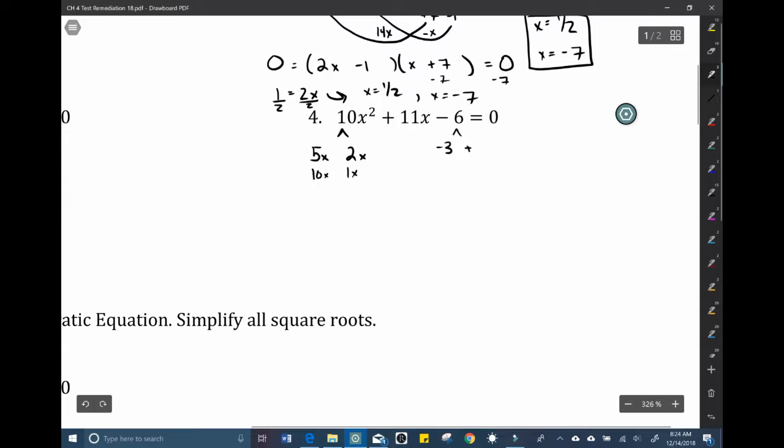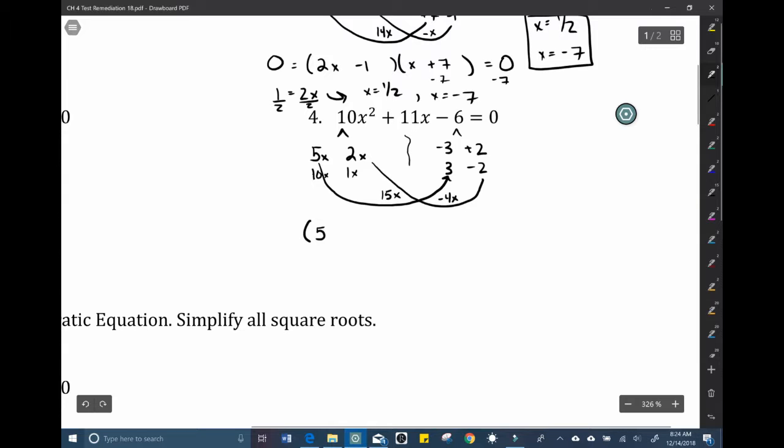Negative 3 and positive 2. Let's see. 5 times negative 3. Or positive 3 and negative 2. That would probably be the better choice. Okay, 5x times negative 3, or positive 3, is 15x. 2x times negative 2 is negative 4x. Combined they give you the 11.